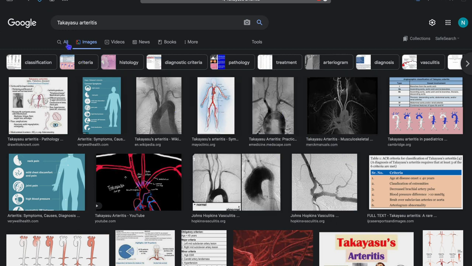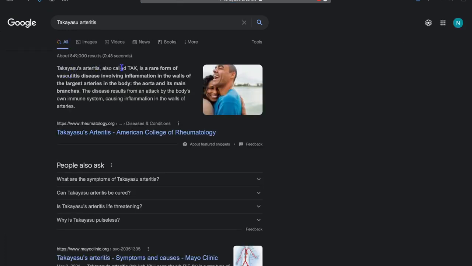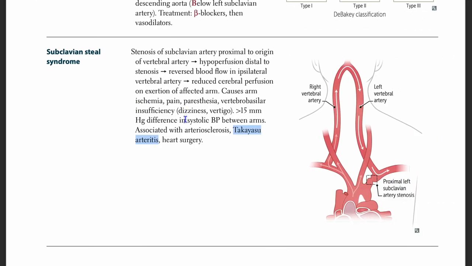Okay, so Takayasu arteritis, also called TAK, is a rare form of vasculitis involving inflammation in the wall of the large arteries in the body, the aorta and its main branches. The disease results from an attack by the body's own immune system, causing inflammation in the wall of the arteries. Okay, so it's associated with that arteritis. Which one? Subclavian steal syndrome. And also heart surgery. It could be because of scarring that the stenosis happened, or something like that.